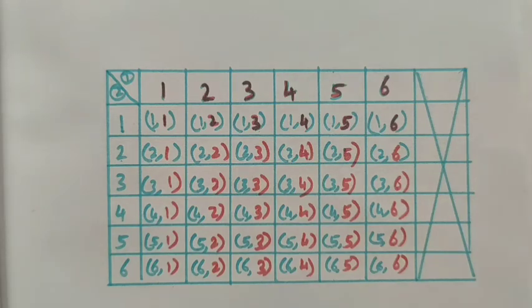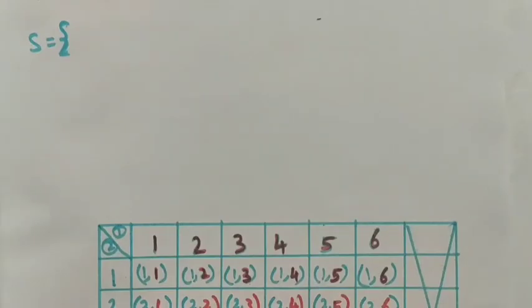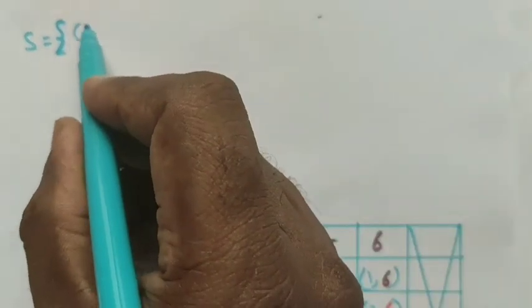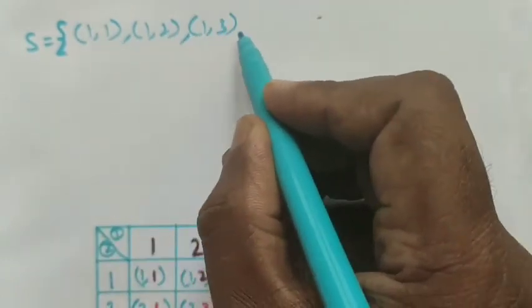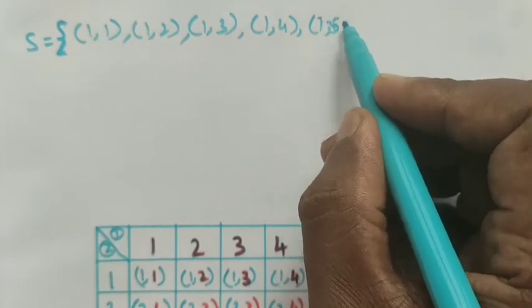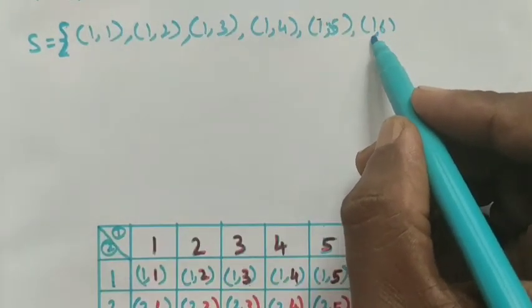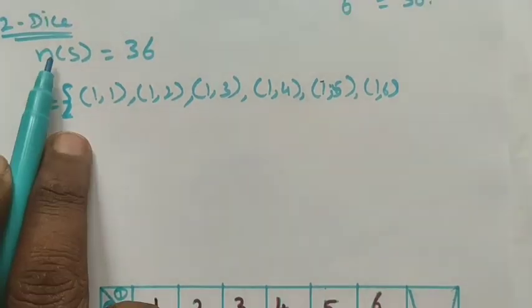Now we can write the sample space here. The S is equal to, we just take these points to write the sample space, that is 1 comma 1, 1 comma 2, 1 comma 3, 1 comma 4 and then 1 comma 5 and then 1 comma 6. This is the method to find out the sample space for 2 dice.